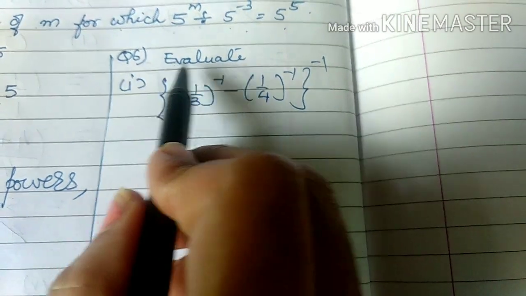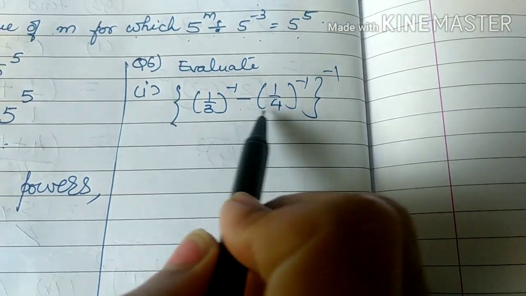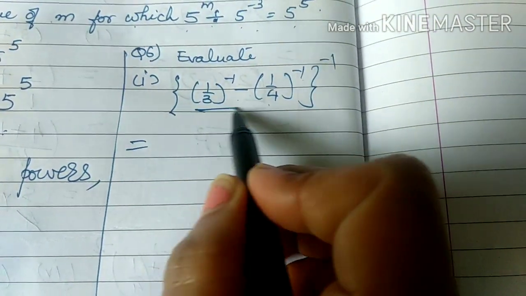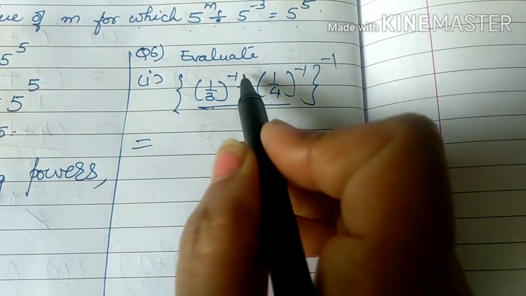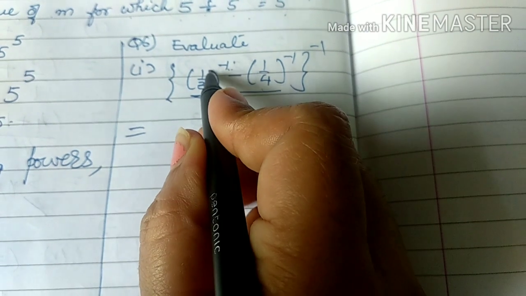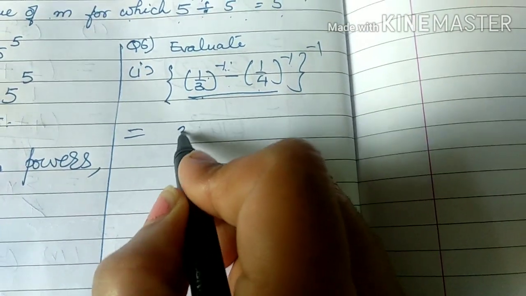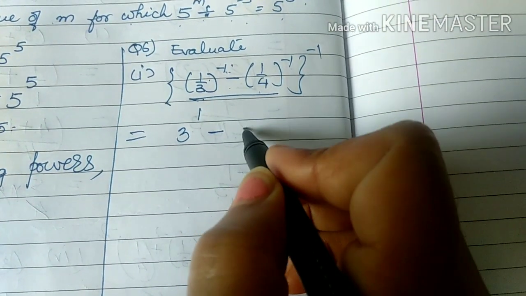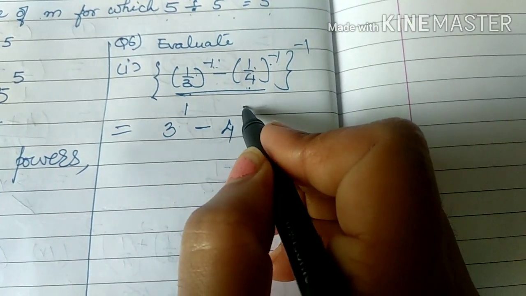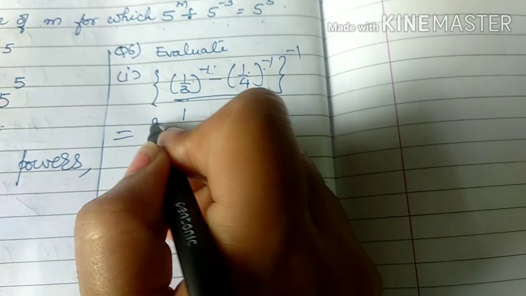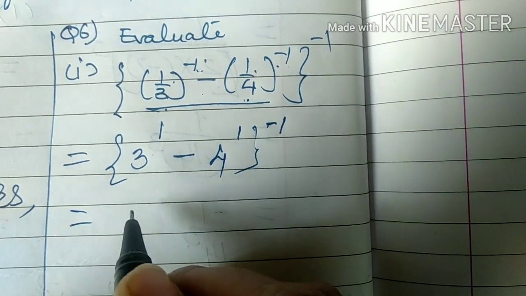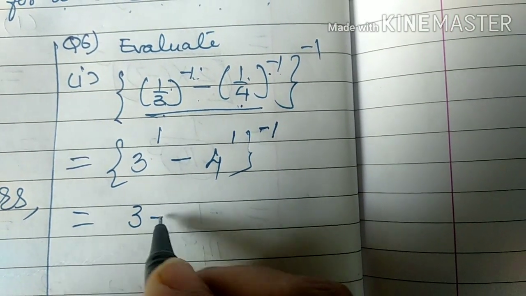Next question number 6. Evaluate (1 by 3 raised to minus 1 minus 1 by 4 raised to minus 1) whole to the power minus 1. First we'll simplify the inside bracket. 1 by 3 raised to minus 1. If I want to change the sign of the negative exponent, I will take the reciprocal. Reciprocal of 1 by 3 is 3, so 3 raised to 1. Minus, same method, 1 by 4. Reciprocal of 1 by 4 is 4, so it will become 4 raised to power 1. And again whole raised to minus 1. Now 3 raised to 1 means 3. 4 raised to 1 means 4.